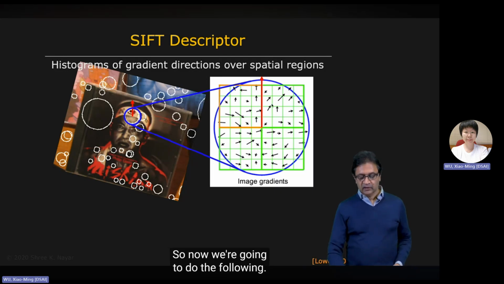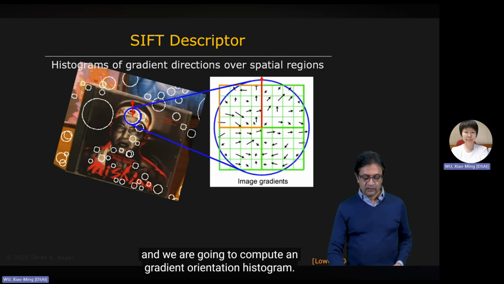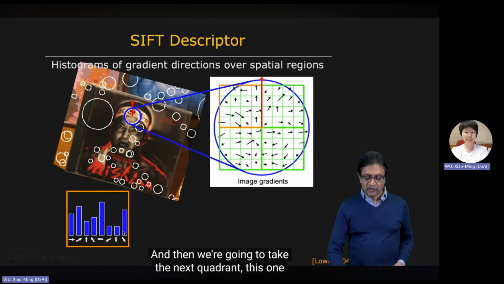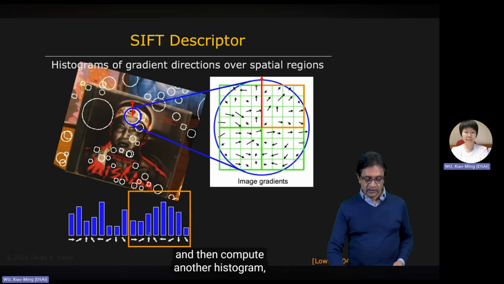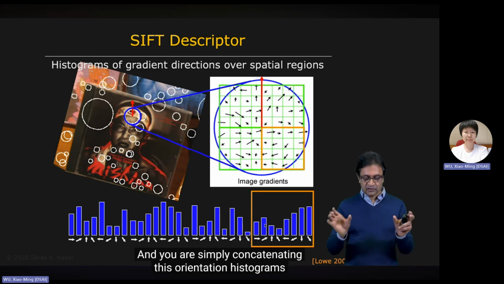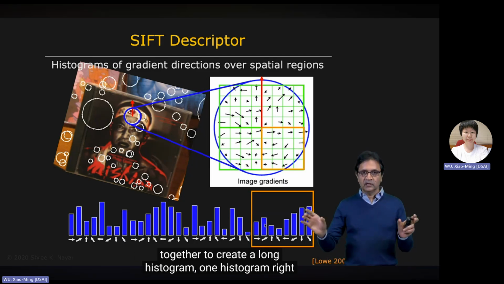Okay, so now we're going to do the following. We take the first quadrant here, and we're going to compute a gradient orientation histogram. That's this. So these are all the different directions, and these are the number of pixels that have each of those directions. That's a histogram. And then we're going to take the next quadrant, this one, and compute another histogram, and the third quadrant, and finally the fourth quadrant. And you're simply concatenating these orientation histograms together to create one long histogram right here.